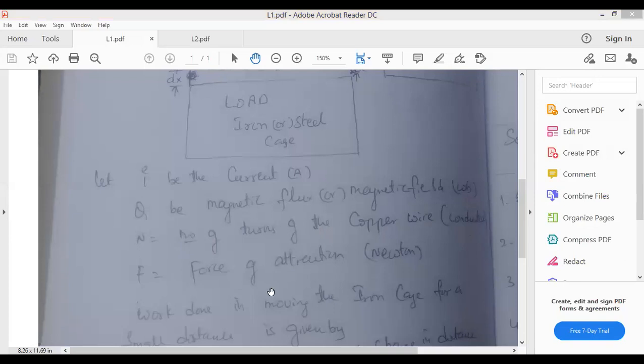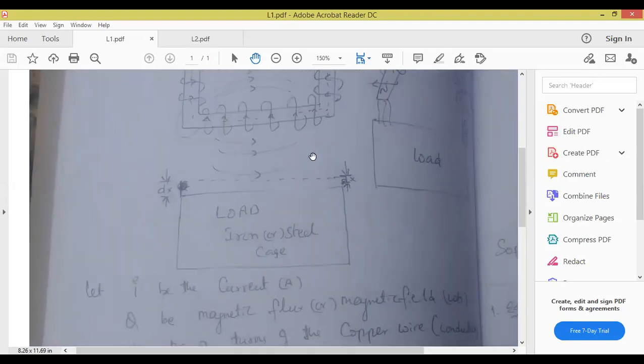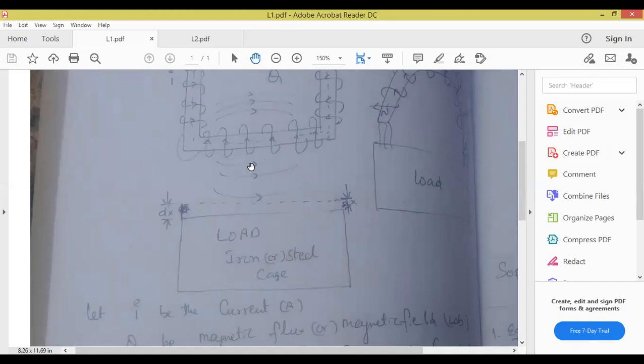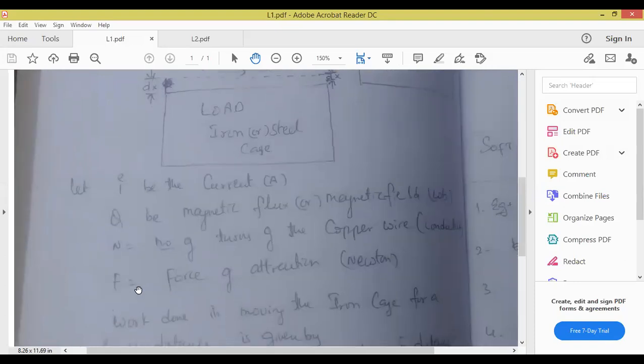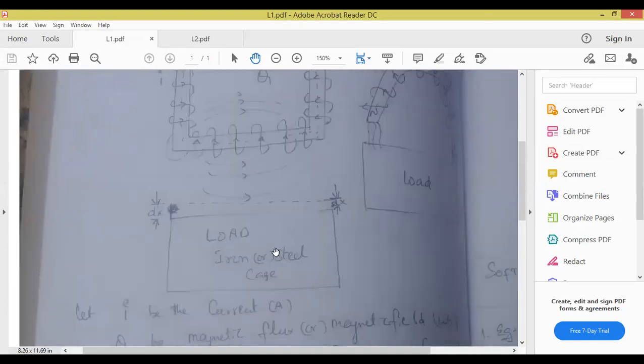So F. F means what? Anyone tell me? F stands for? Force due to the gravity? Not due to gravitational force. Now you see, it is written on the screen: force of attraction, magnetic force. When magnetic energy is created, that magnetic energy will attract this iron cage. So how much force is created? Attraction force is represented by F. So F is the magnetic force of attraction which is present between electromagnet and the iron cage. Is it clear, all the students? F is the force present between electromagnet and the iron cage.